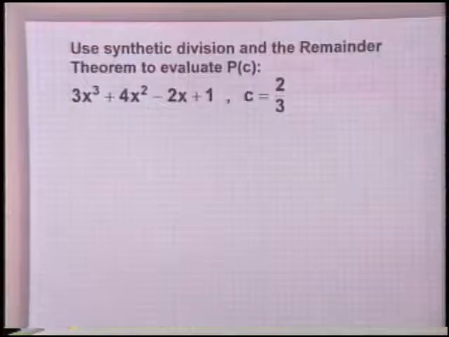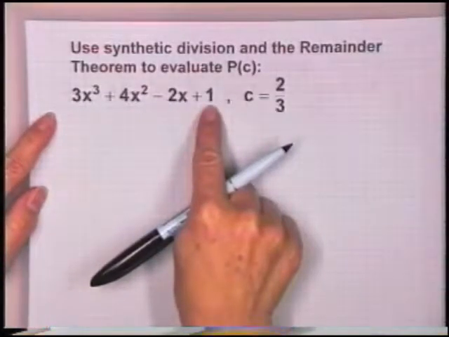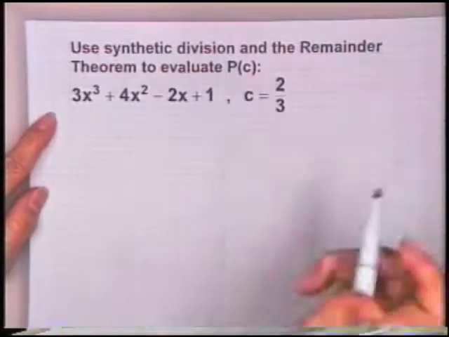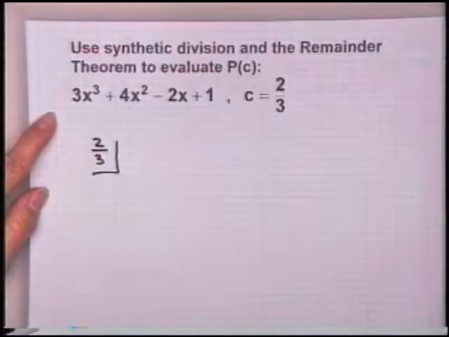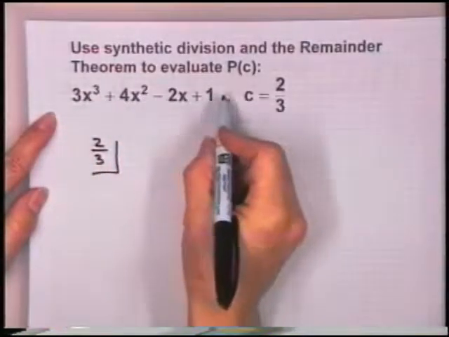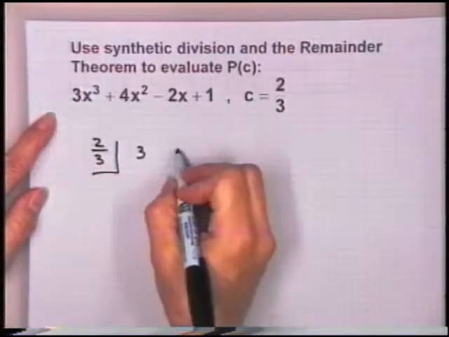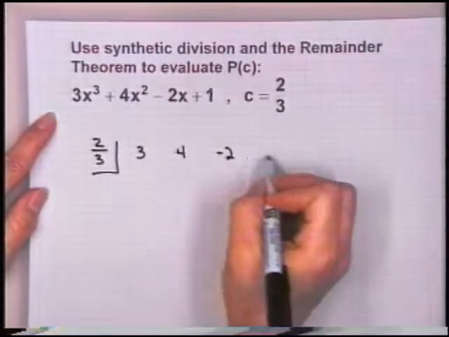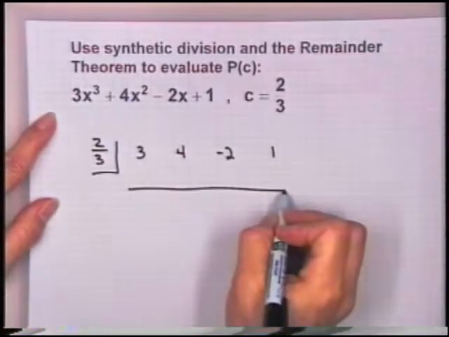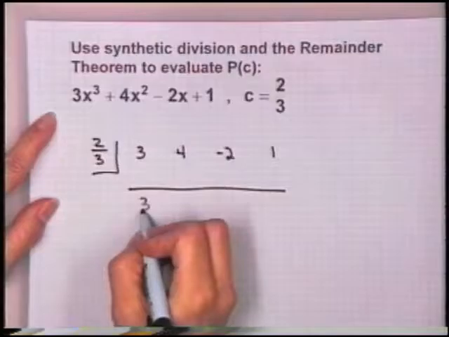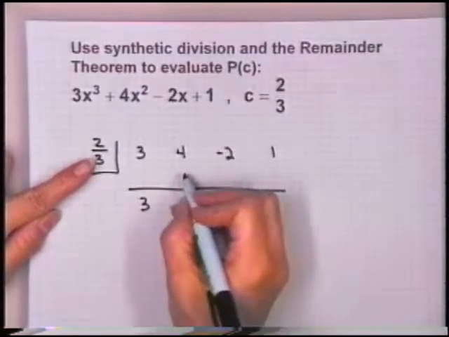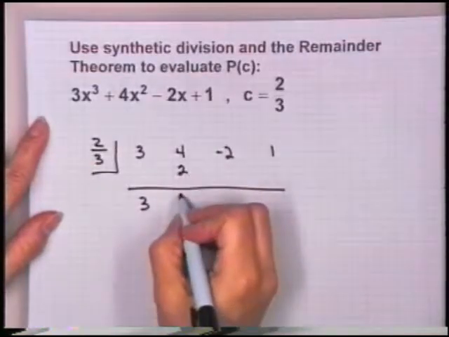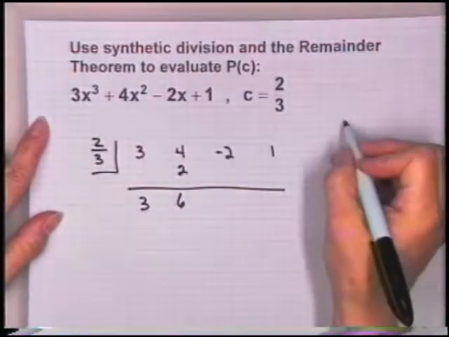Use synthetic division and the remainder theorem to evaluate P of C. Now again, here's my polynomial, and C is what? 2/3. So I want to put 2/3 as my divisor. And let's see, I don't skip powers, so let's list 3, 4, negative 2, and 1. Draw my line. Now what do I do? Bring 3 down. Now this is easy. What's 2/3 times 3? The 3's cancel, and I get a 2, don't I? Okay, 4 plus 2 is 6.